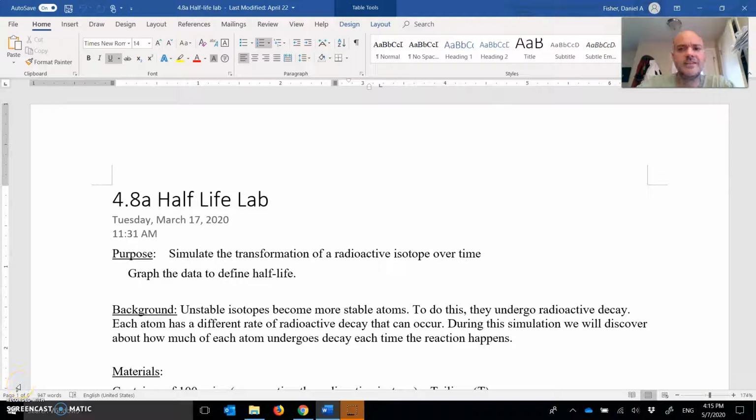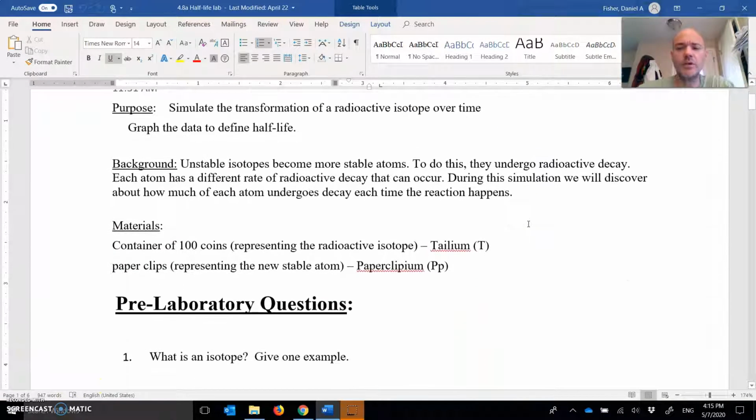All right, here to talk about the Half-life Lab 4.8a. So what we're going to do is look at how atoms decay and the patterns of groups of atoms decaying, not just a single atom decaying.